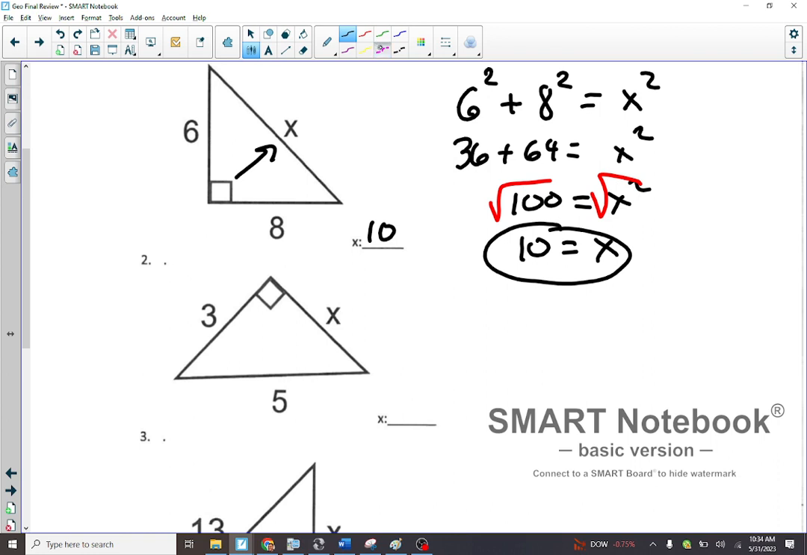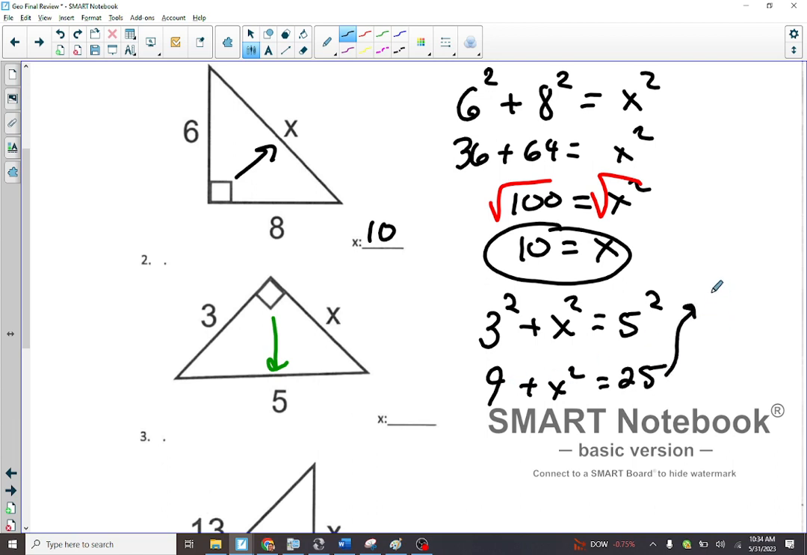Next one. Look at it carefully. 5 is your hypotenuse. Some people mess that up on the test. So it's 3 squared plus x squared equals 5 squared. The 5 squared is going to be on the right side of the equal sign, because that is the hypotenuse. 9 plus x squared equals 25.